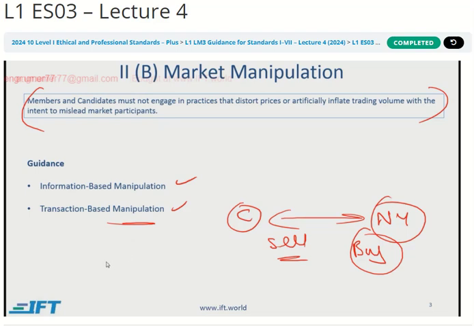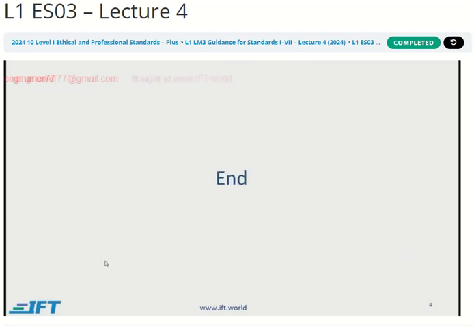Those are the main points related to 2B. Now work through the examples. That also brings us to the end of Standard 2, integrity of capital markets.